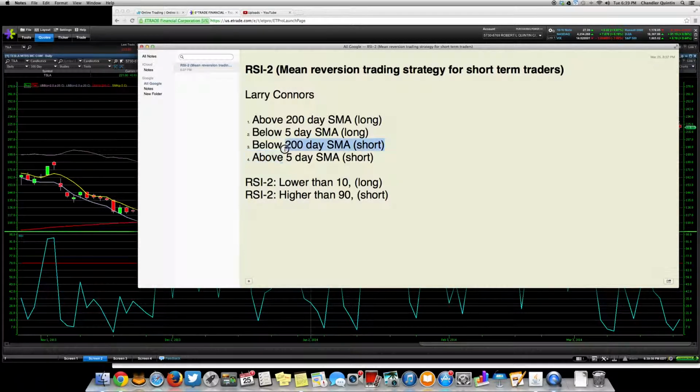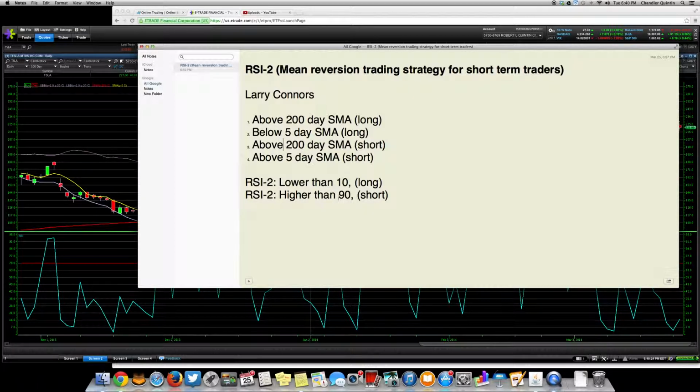And then for a short position, it's got to be below the 200-day simple moving average and above the 5-day. Some people actually go with above the 200-day moving average and above the 5-day moving average for a short, which also works for a short position when the stock is in an uptrend. That's always good for peaks and after main points of acceleration in a stock.